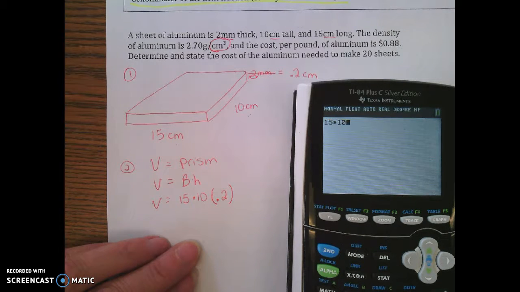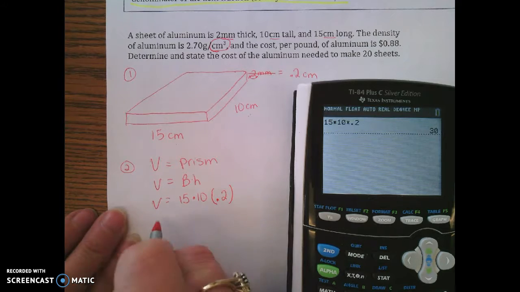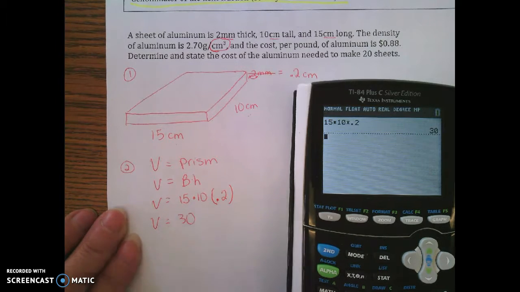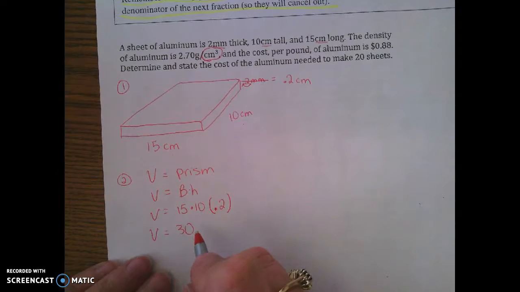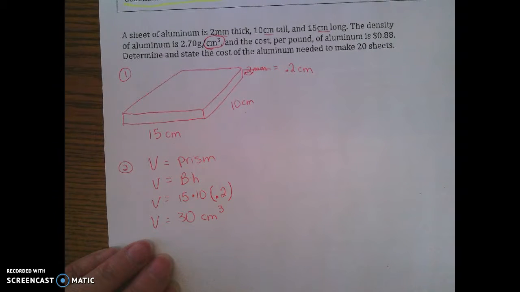All right, so I'm going to type this into the calculator. 15 times 10 times 0.2. All right, so right now the volume is 30, and it is extremely important you have the units. This is all centimeters cubed.